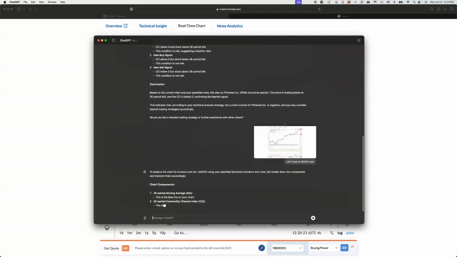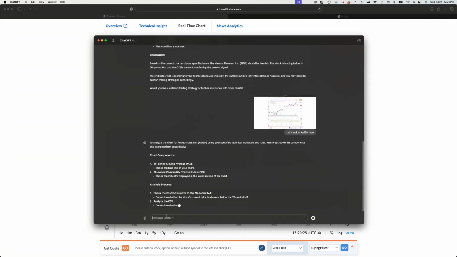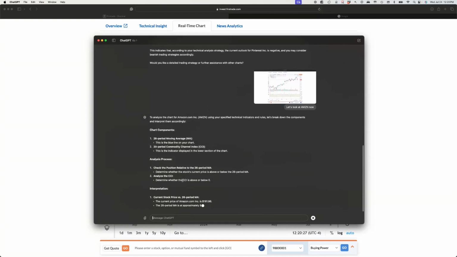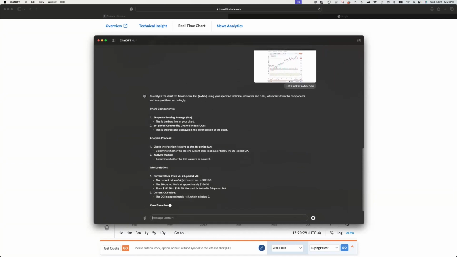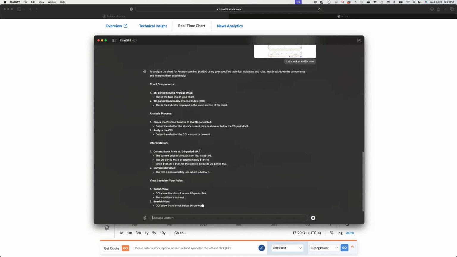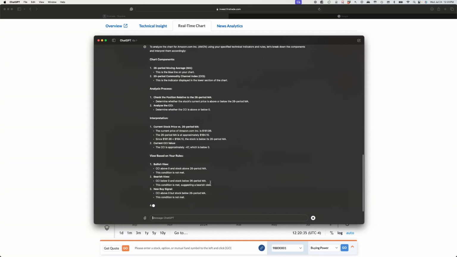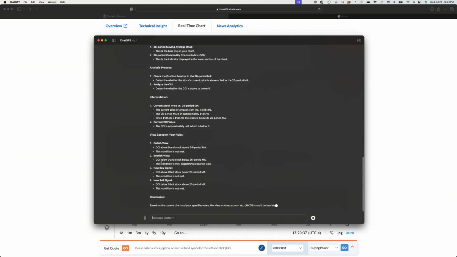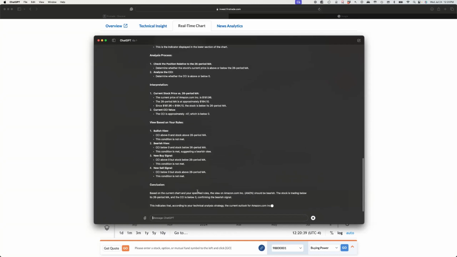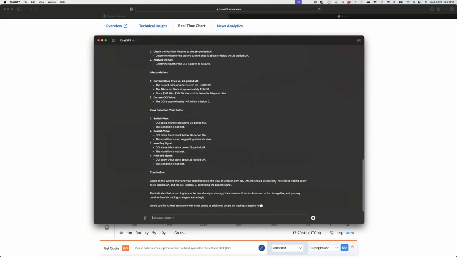It takes the rules again and interprets them and gives me a read of where we currently sit, right? It'll give me what the reading of the moving average is, what the CCI is, and it'll give me an interpretation in this particular case. So it says, based on the current chart and your specified rules, the view on Amazon should be bearish, right? So all of that work gives me the conclusion that my view is bearish.